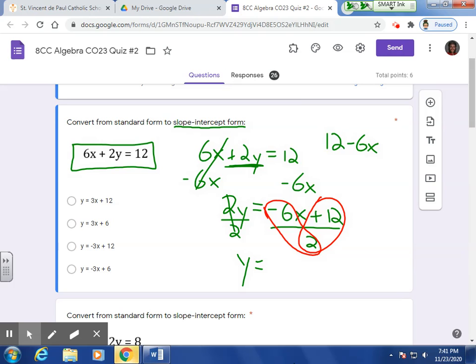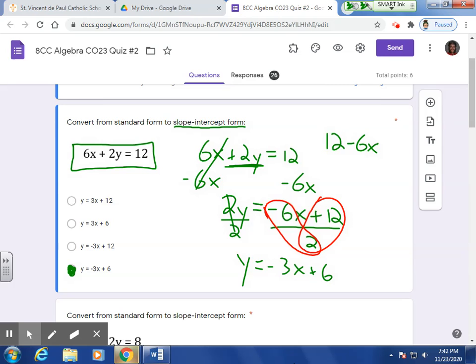Negative 6 divided by 2 is a negative 3x, and then 12 divided by 2 is a positive 6. Y equals negative 3x plus 6. That was the fourth option here. Okay, and a lot of you like to say, well, how do I check this?